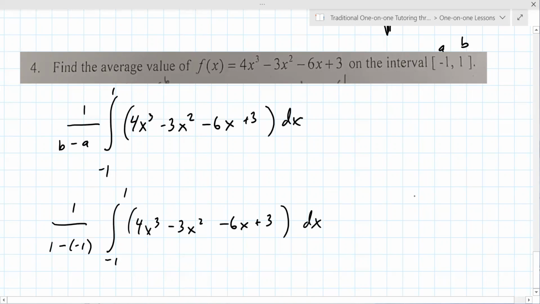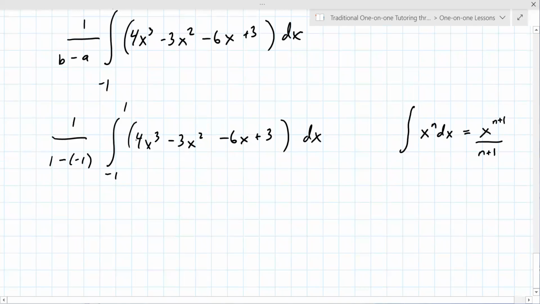Now, the only integral rule that you need to know to do this problem is x to the n dx. So n is an exponent, and for the antiderivative, you add 1 to the exponent and you divide by the new exponent. So when you look at 4x cubed, the 4 just comes along. But this x cubed, you're going to add 1 to the exponent, and then you divide by the new exponent. So it's going to be x to the 4th. Those are going to cancel.